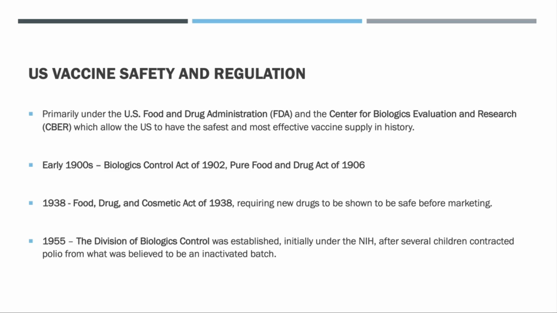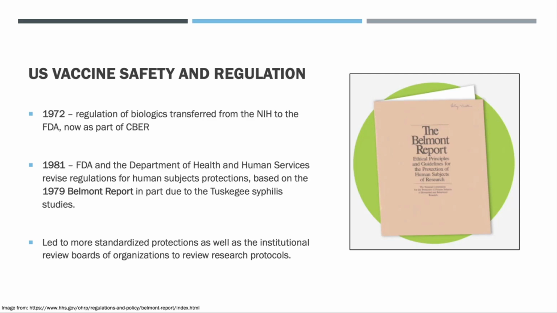In 1938, the Food, Drug, and Cosmetic Act required new drugs to be shown to be safe before marketing. In 1955, the Division of Biologics Control was originally placed under the NIH. It was prompted after the incident when several children contracted polio, which was believed to be an improperly inactivated batch. Then late in the 70s, that actually transferred from the NIH to the FDA.